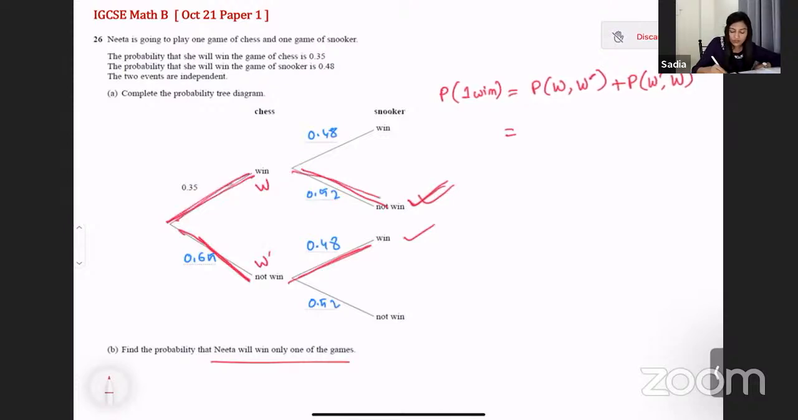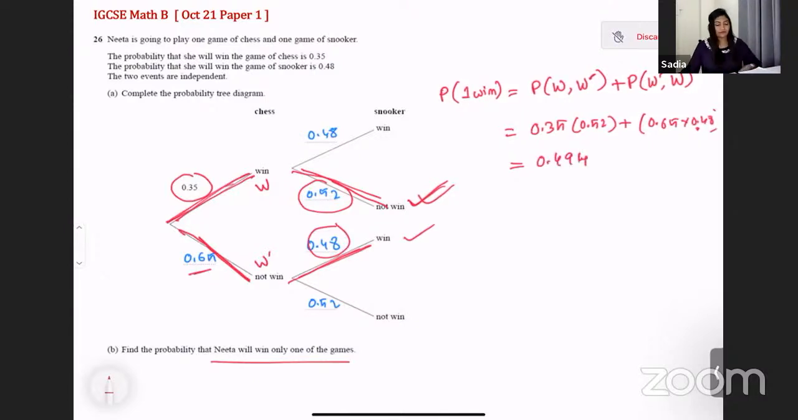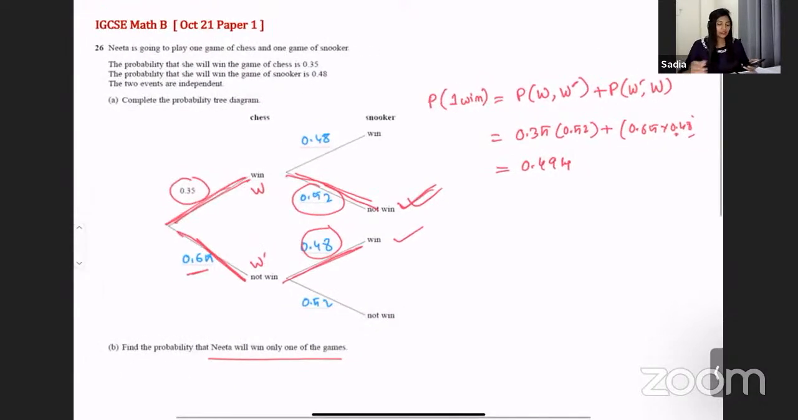So this branch is actually 0.35 into 0.52. Then the second one is 0.65 into 0.48. So this will give us a value of 0.494. So that's it. That's number 26 from October 21, Math B paper 1.